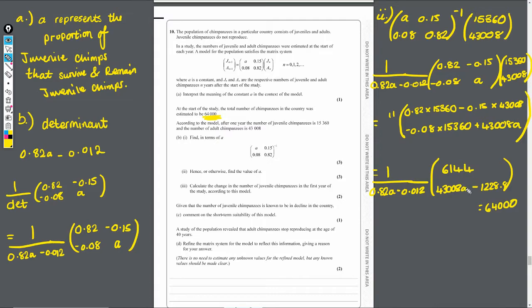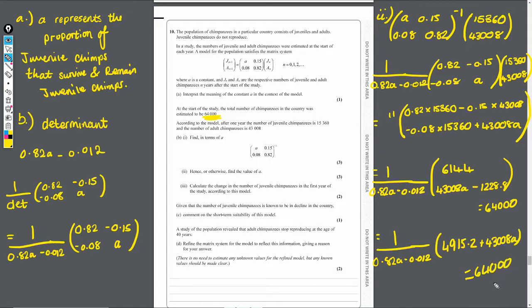But we just said that these two added together is the total population, because obviously the juveniles and the adults must be added together to give the total number of chimpanzees. So we can rewrite this again as 1 over 0.82a minus 0.012. This is going to get quite tedious. It is quite a long question. Adding these together now, I'm going to get 4,915.2 plus 43,008A. This is equal to 64,000.